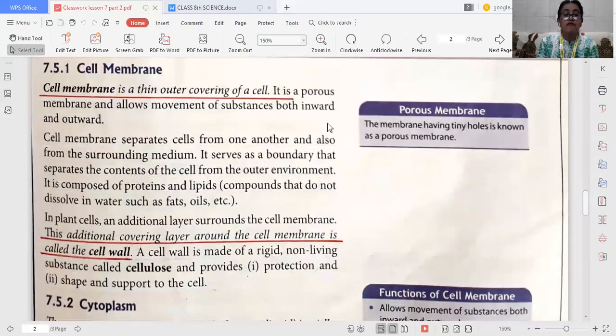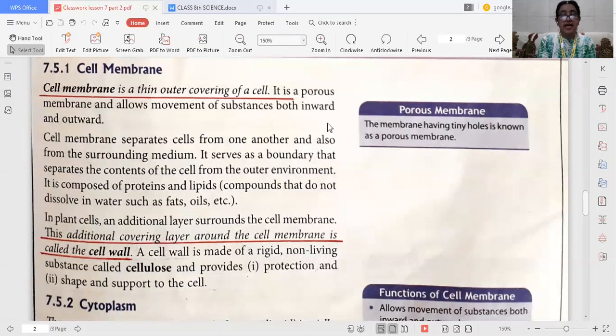Now we will go to the first part, the cell membrane. What is the cell membrane? The cell membrane is a thin outer covering of a cell. It is a porous membrane. What is a porous membrane? A membrane which has tiny holes in it is known as a porous membrane, because it allows the movement of substances both inwards as well as outwards. The cell membrane separates cells from the surrounding medium.